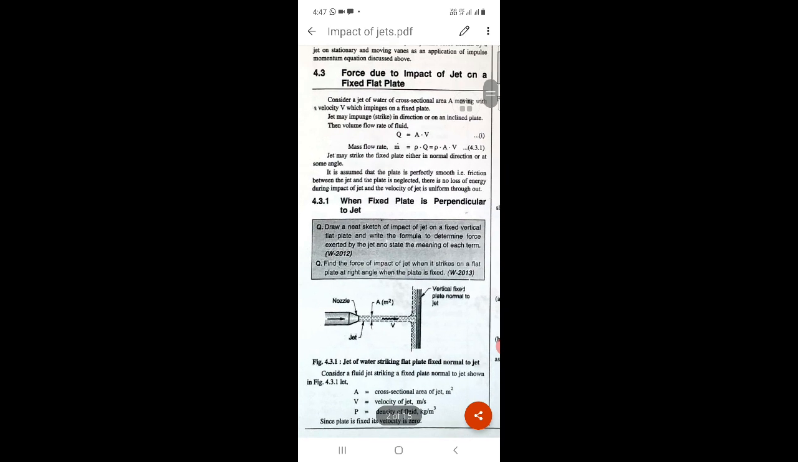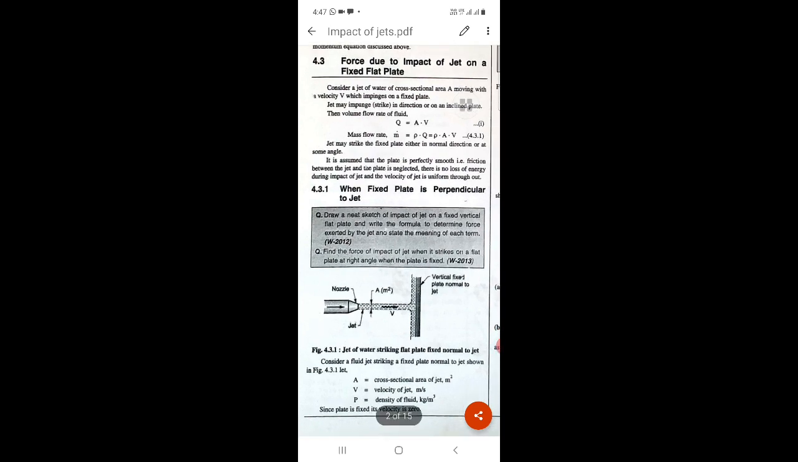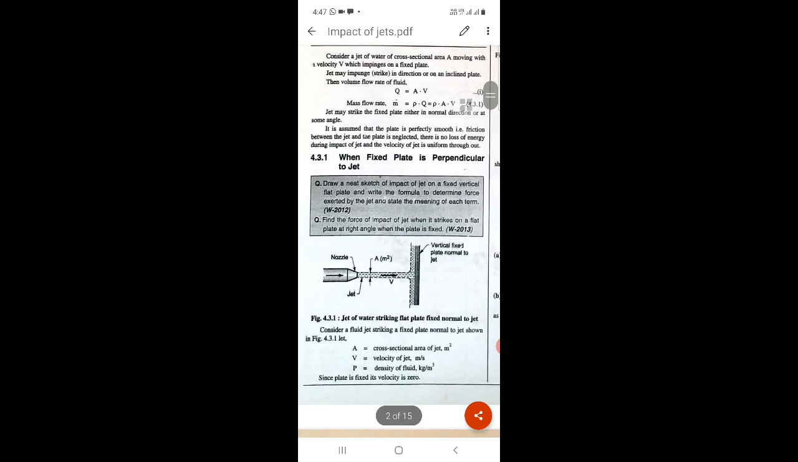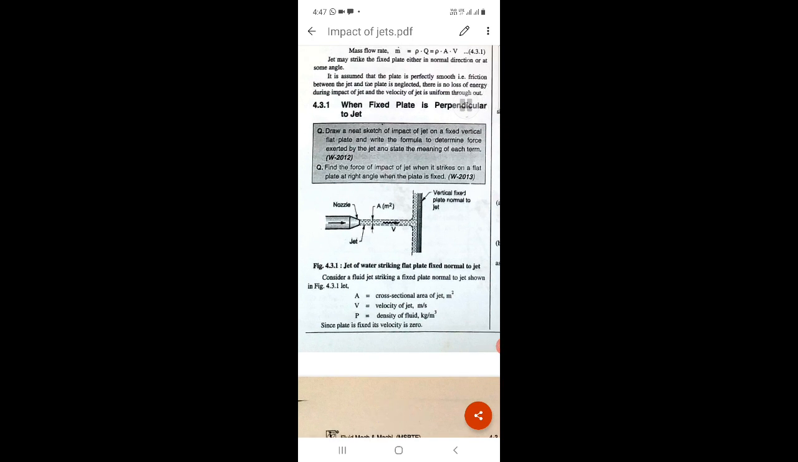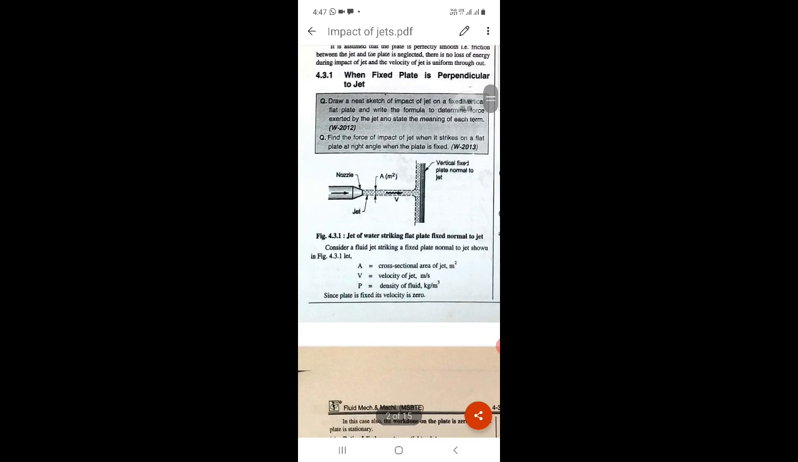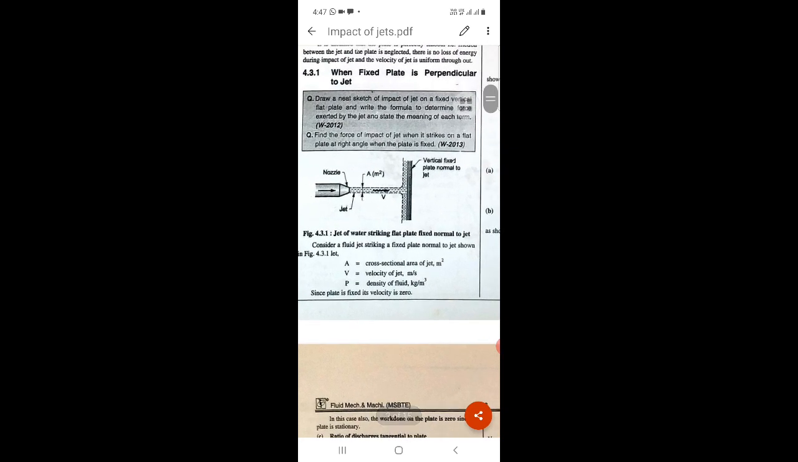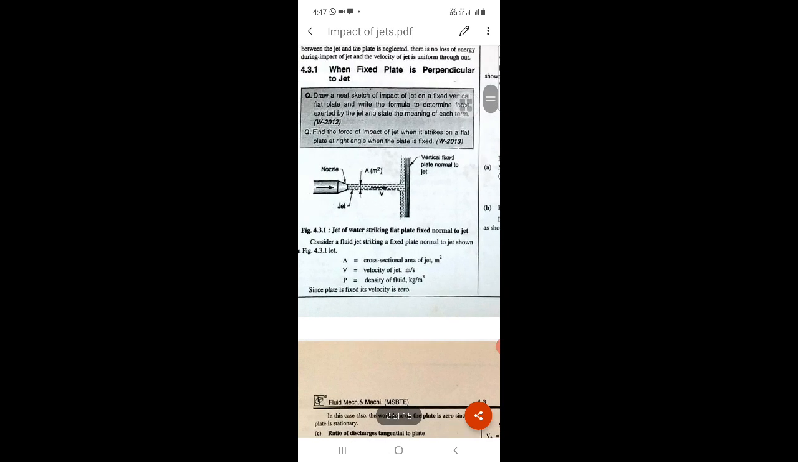There are three cases for a fixed plate. First, when the plate is flat and perpendicular to the jet; second, when the plate is inclined at an angle; and third, when the plate is circular. In case one, when the plate is perpendicular to the direction of the jet, a frequently asked question is: draw a neat sketch of impact of jet on a fixed vertical flat plate, write down the formula, and determine the force. Firstly, draw the figure: nozzle, jet, vertical plate, water direction.